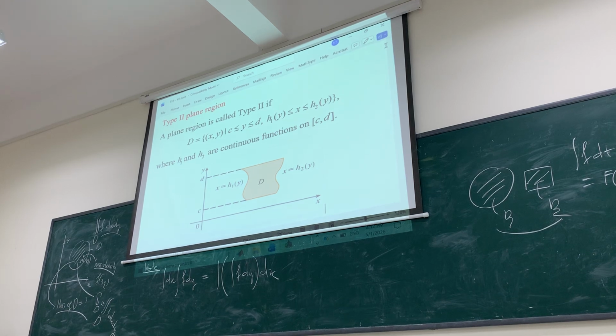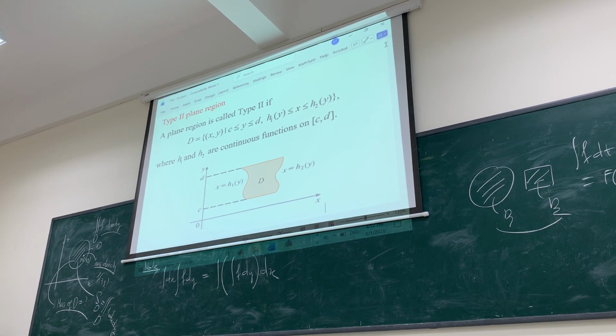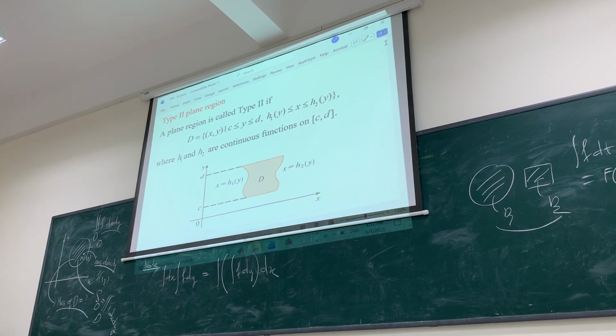Okay, in this lesson here, C and D are the limits of variable y, and A1 and A2 are the limits of variable x.